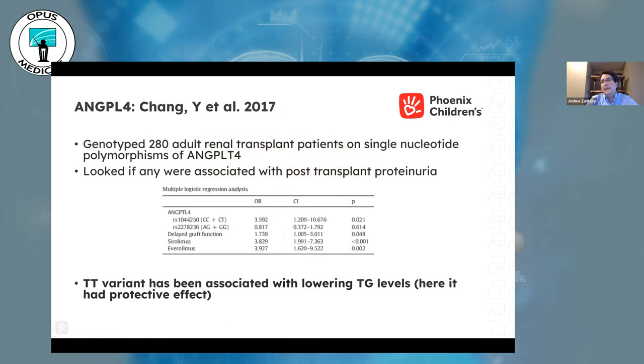And then looking for angiopoietin-like 4 in patients with FSGS at different levels, the only thing I was able to find in the literature was a study of adult renal transplant patients. They were looking at one or two polymorphisms in angiopoietin-like 4 and trying to associate them with post-transplant proteinuria. And when they looked grossly, they found that this variant, associated with lower triglyceride levels, meaning the angiopoietin-like 4 doesn't work as well, had a protective effect. So we really don't have a clear answer. And I more present this idea that perhaps, if we figured out why lipoprotein apheresis works in treating FSGS, we can go backwards and really investigate why.